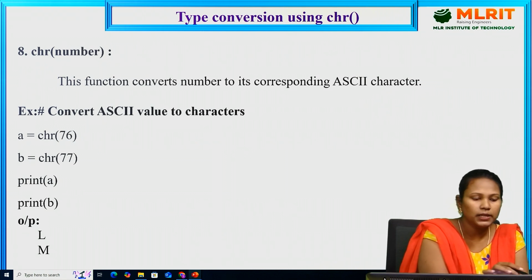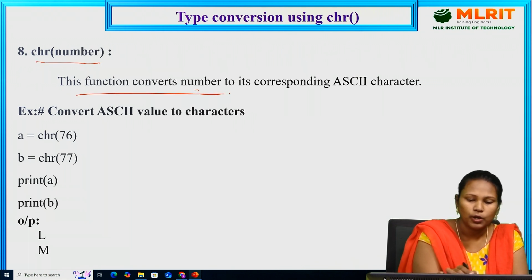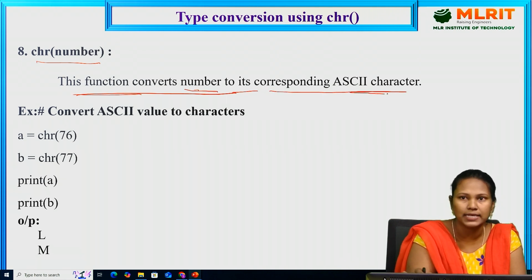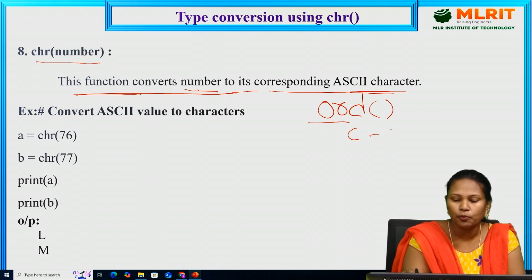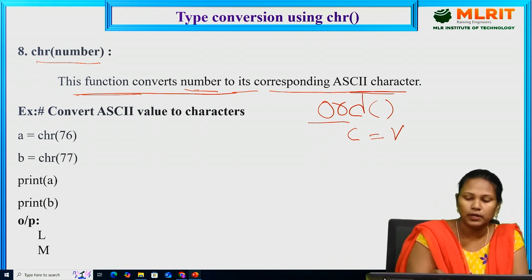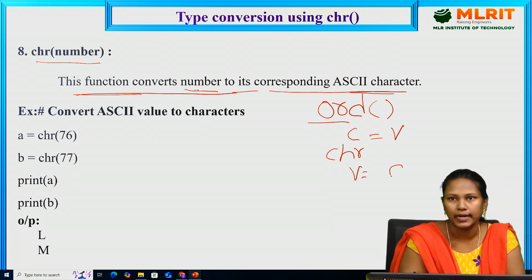The next one, chr of number. This function converts a number to its corresponding ASCII character. Already we discussed ord. The ord function is used to convert a character to a value, but chr is the reverse. Here we are converting value to character.